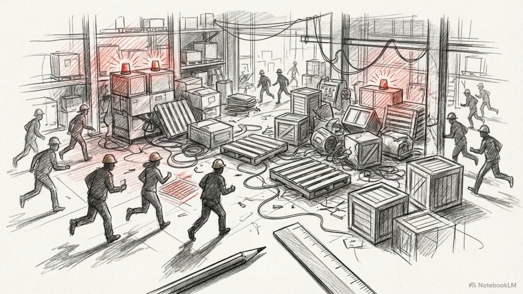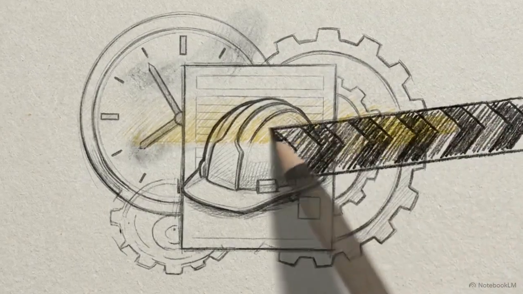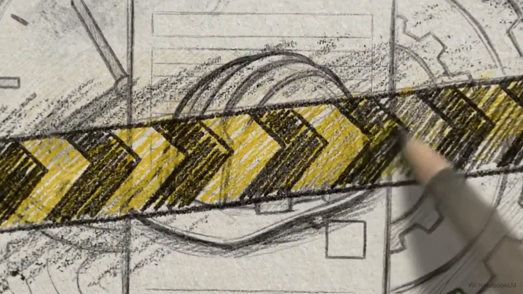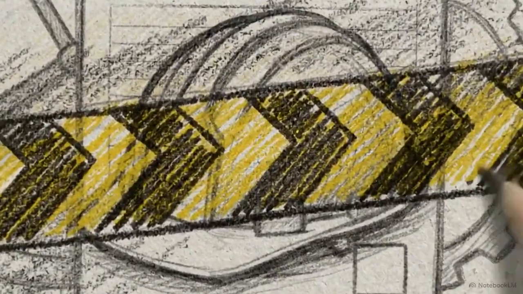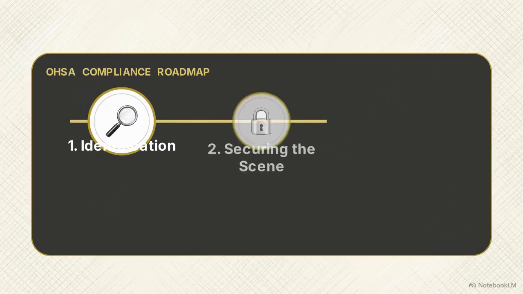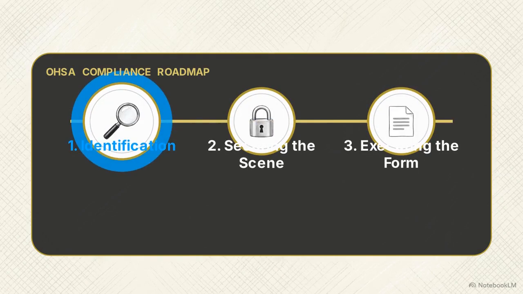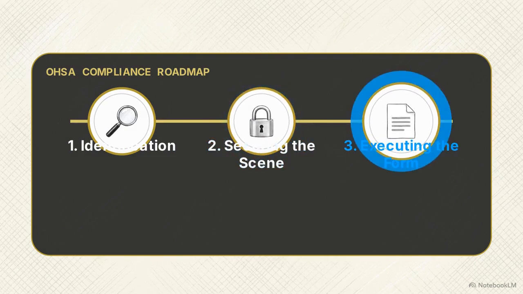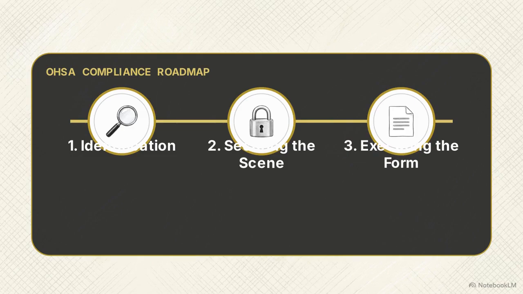When a severe accident happens at a workplace, the immediate environment is chaotic. But the Occupational Health and Safety Act imposes a rigid, immediate reporting framework that activates the second an injury occurs. We will walk through exactly what you need to do, identifying reportable incidents, securing the physical scene, and correctly executing the Ministry of Labor, Immigration, Training, and Skills Development reporting form.